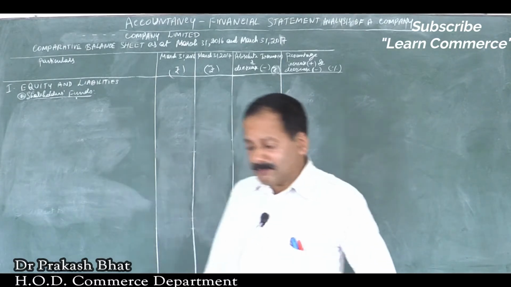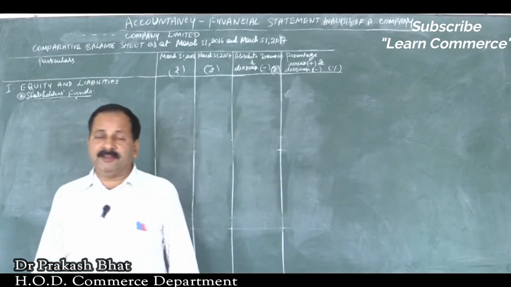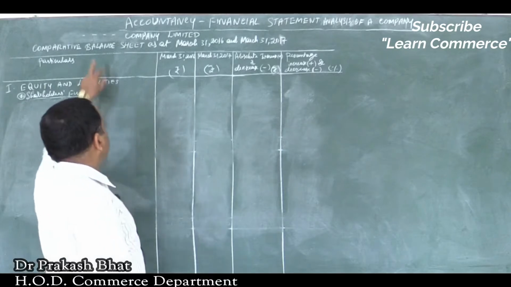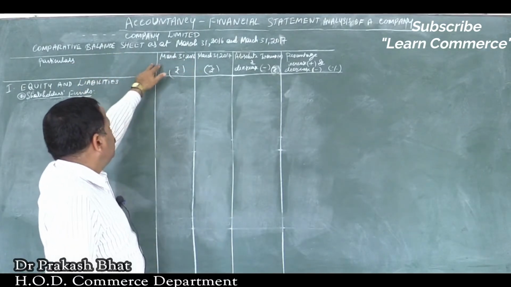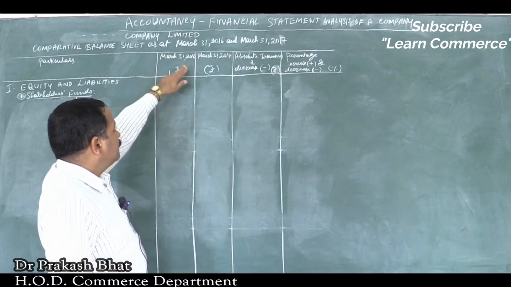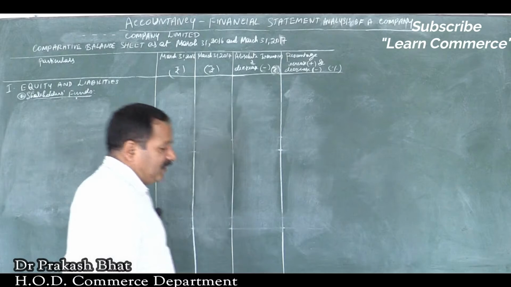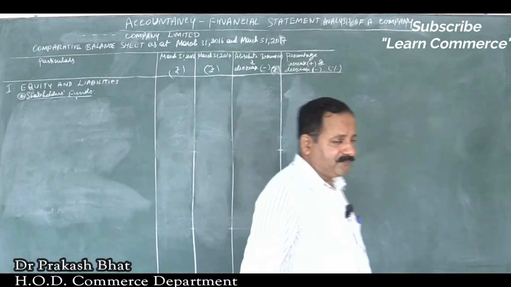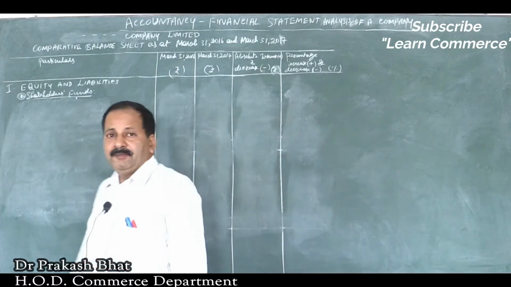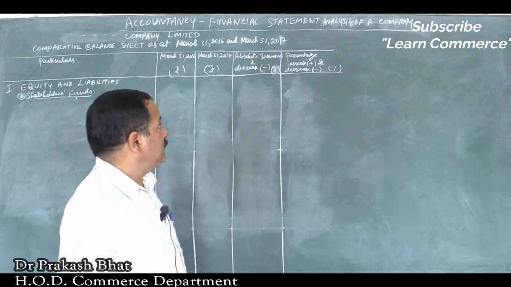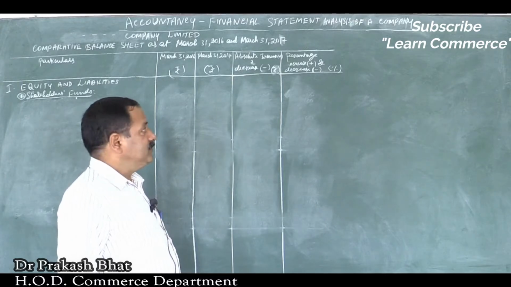Draw the columns. Name of the company is not given, so write dash dash dash company limited. Comparative balance sheet as at March 31st 2016 and March 31st 2017. Write the heading quick, do it fast. Comparative balance sheet as at March 31st 2016 and March 31st 2017, right? Yes.